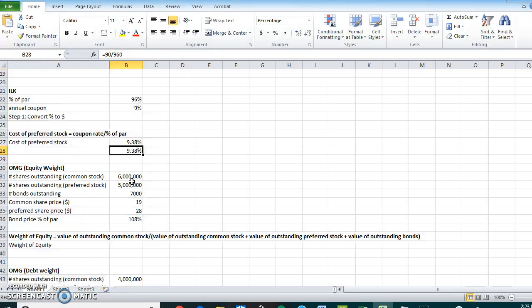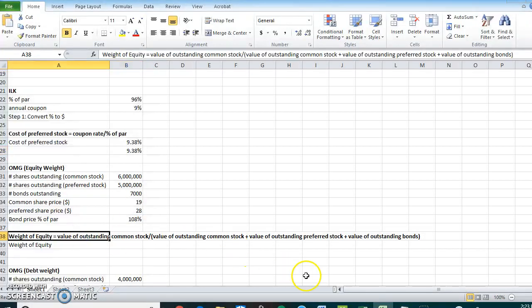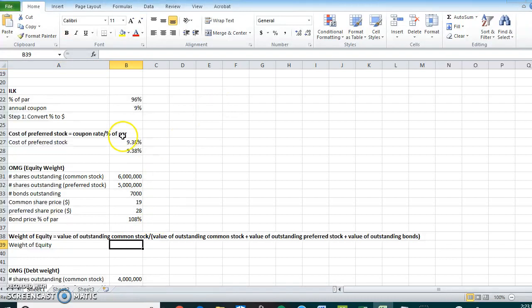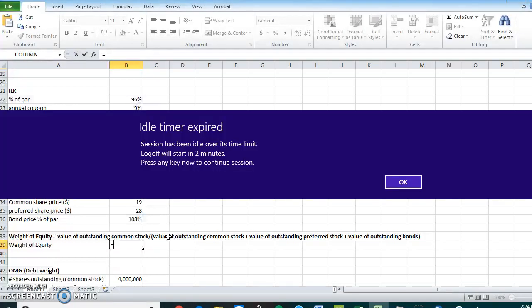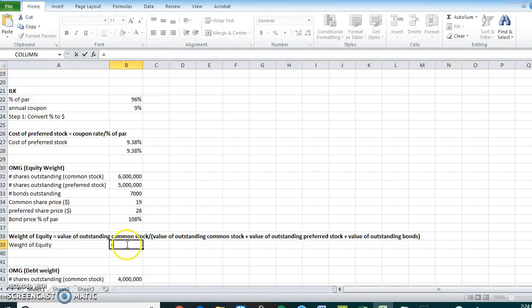And I have kind of a long string of words here, but it's not that rough. The weight of equity is the value of the outstanding common stock divided by the value of outstanding common stock plus the value of outstanding preferred stock plus the value of outstanding bonds. So we do have everything done the way that we can have Excel do our math for us. So that's the way I'll do it. So our equal sign to tell Excel that we want it to do our math.